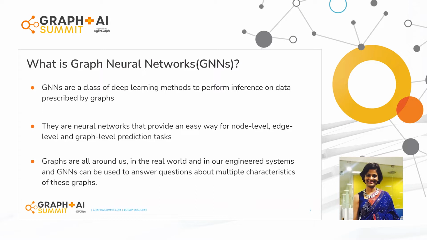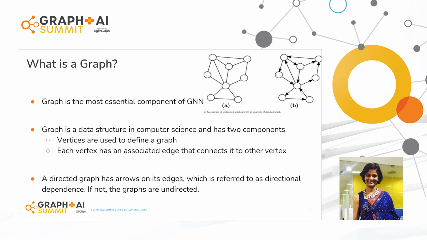Let's look at some of the important components of graph neural networks. It is the graph. Graph forms the basic component of graph neural networks. And the graph contains two components, which are the vertex, which is the node, and edges, which connect one vertex to another vertex. Graphs are of two types. One is the directed graph and another is the undirected graph. A directed graph will have arrows on its edges, and an undirected graph will not have any arrows, which means it does not have any directions.